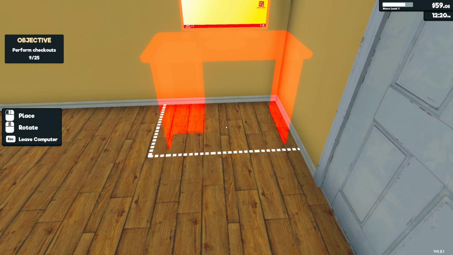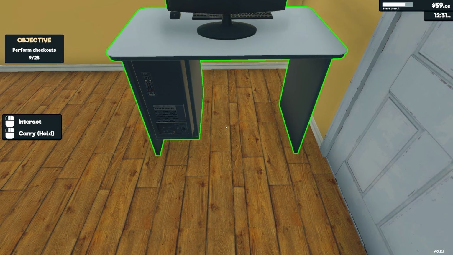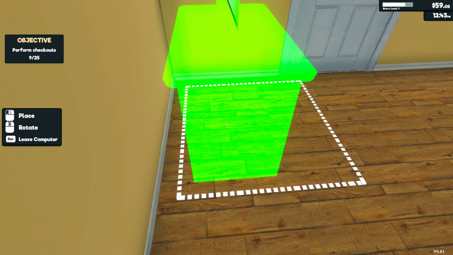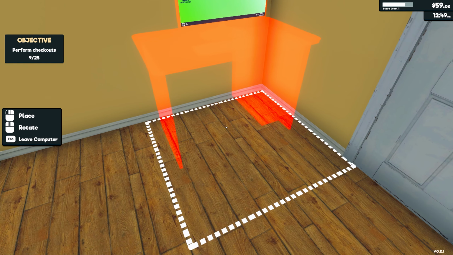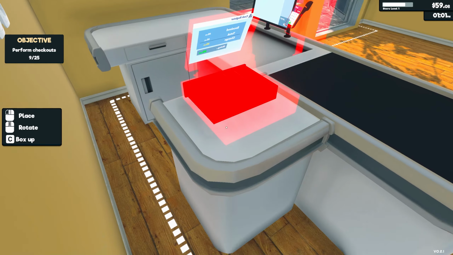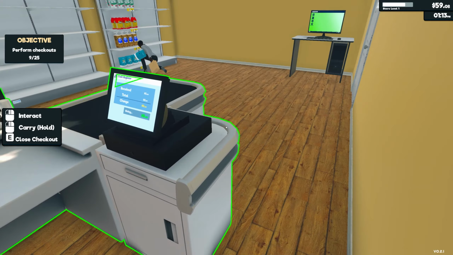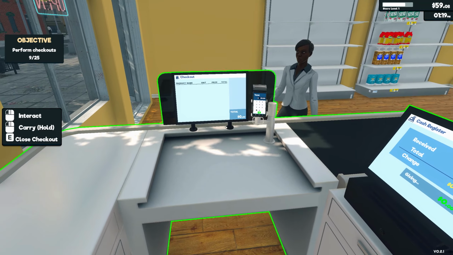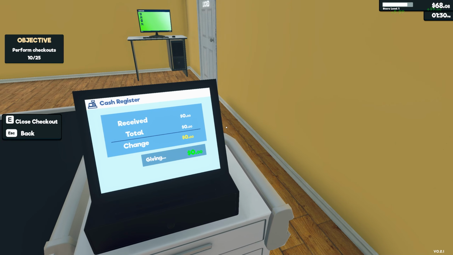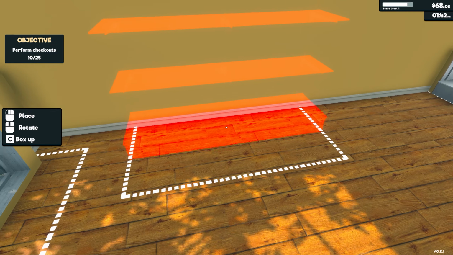Let me move this back here. Oh, whoops. That's the wrong way. I thought that looked a little weird. There we go. Oh, there we go. Now we can move this. We'll just put it right up against the wall there. I don't know why we couldn't move it before. Can we move these now? Yes. Okay.